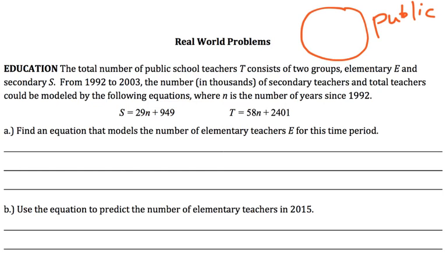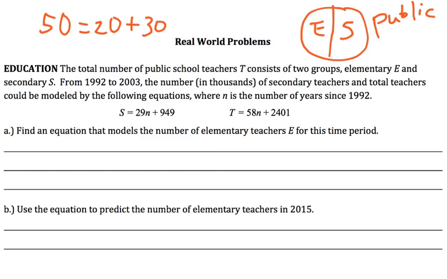It consists of two groups, elementary and secondary. I'm not saying it's half and half, but elementary and secondary teachers make up the entire public school teaching staff. So if the total number of public school teachers was 50, and 20 were in elementary, then there'd have to be 30 in secondary. And by the way, secondary is high school.